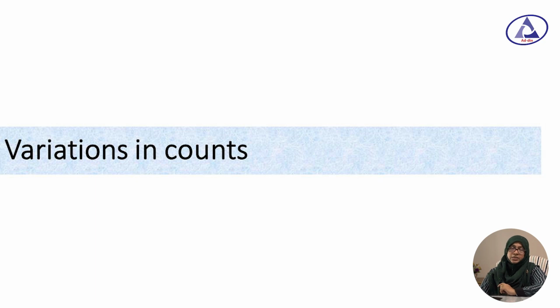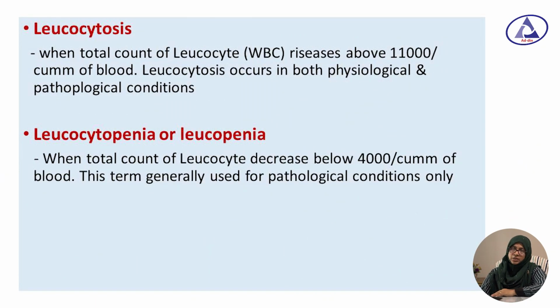Now, variation in counts. We know that the normal count of WBC is about 4,000 to 11,000 per cubic millimeter of blood. Any variation of this count is called variation of count. When the leukocyte count increases more than 11,000 per cubic millimeter of blood, it is called leukocytosis. It can occur both physiologically or pathologically. Leukopenia means the total leukocyte count decreases below 4,000 per cubic millimeter of blood. This term is generally used for pathological conditions only.